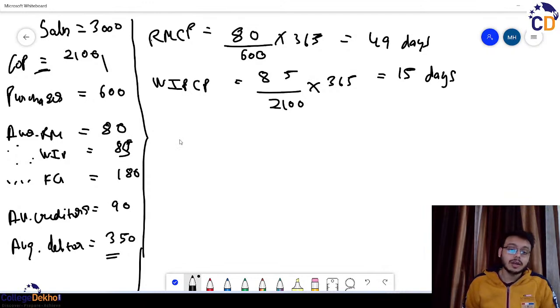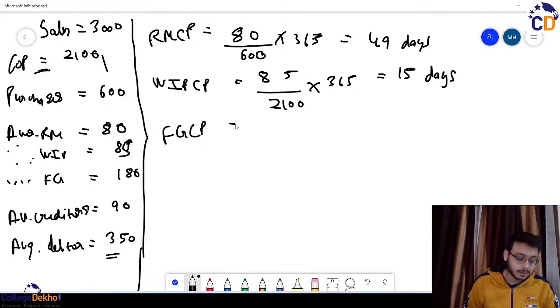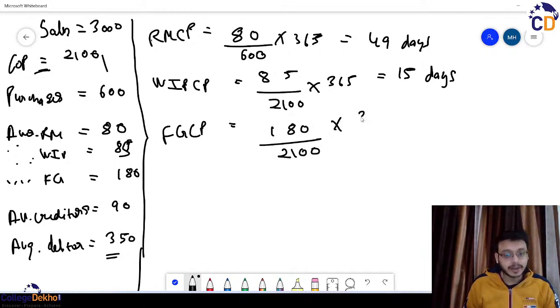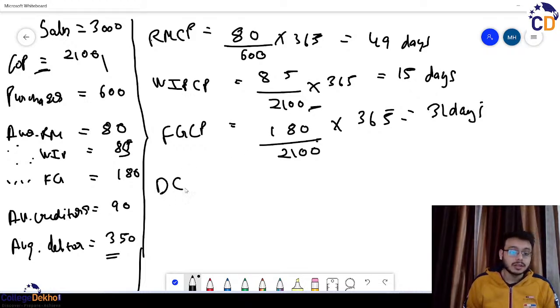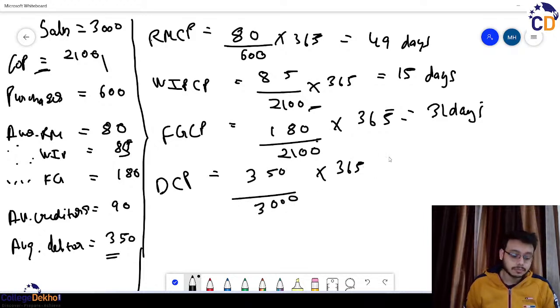Then you're going to calculate your finished goods conversion period. How much is the average stock given? You have 180 divided by 2100. Why will you divide by 2100? If the cost of sales is not given, then divide by the cost of production only, okay? If it is given, then that's a separate thing. Then the debtors conversion period. How much are the average debtors? 350. And how much were the sales? 3000 into 365 comes out to be 43 days.